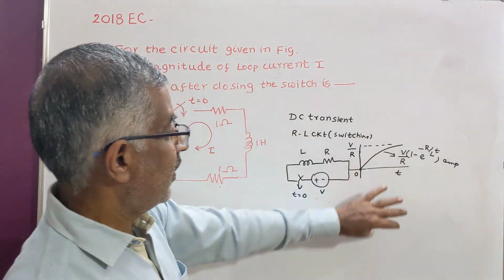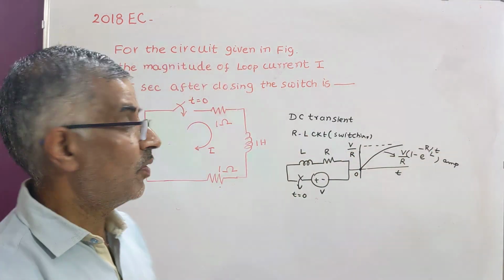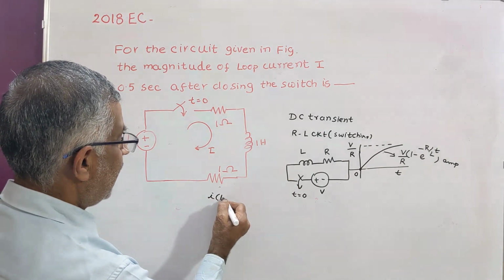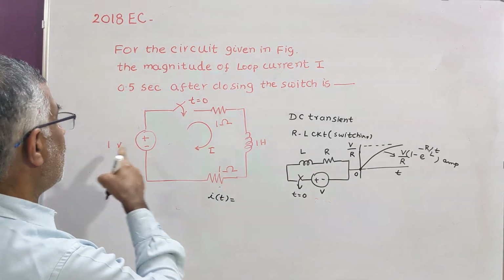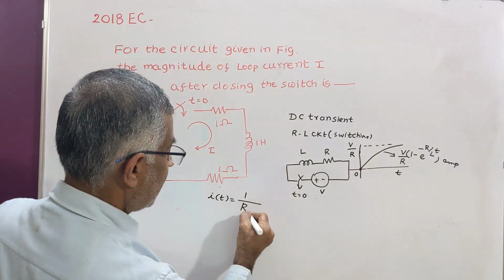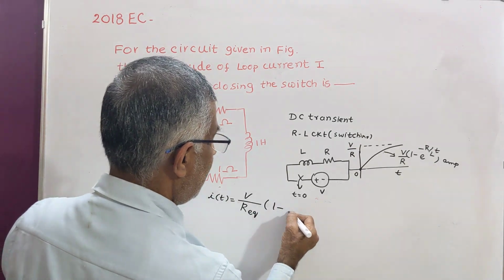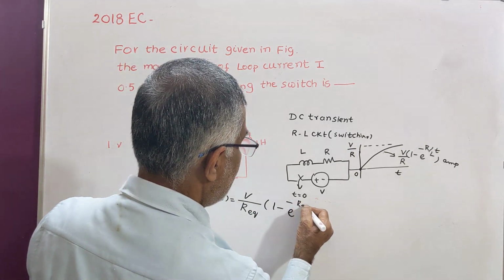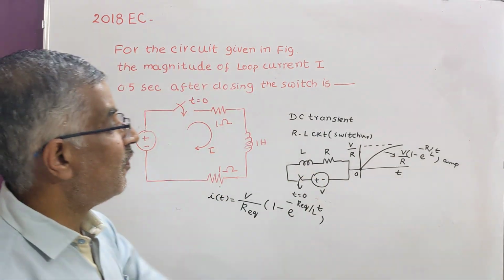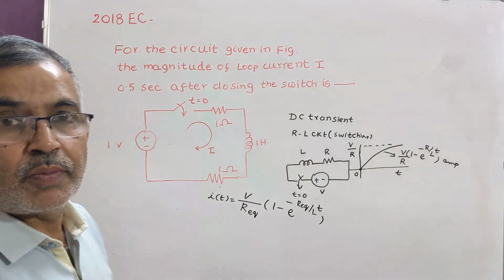Now we have to modify it for this circuit. R means the resistance in the circuit. If this equation is interpreted here, it becomes i(t) is equal to, V is 1 volt, 1 volt divided by R equivalent, V divided by R equivalent into 1 minus e power minus R equivalent by L into t. So we have to modify R to R equivalent, because here 1 ohm is in series with 1 ohm, giving 2 ohms.